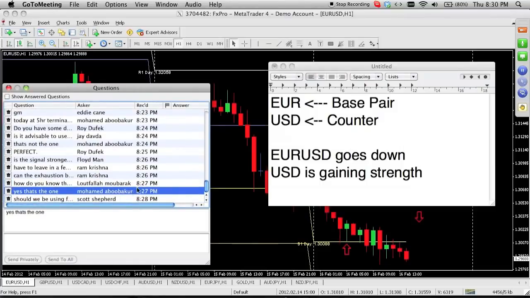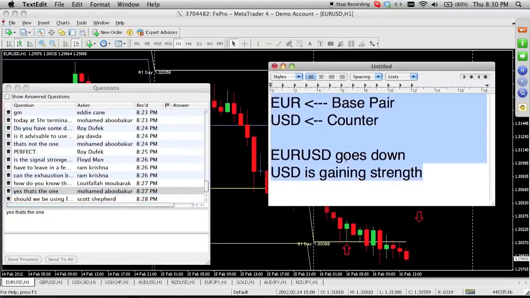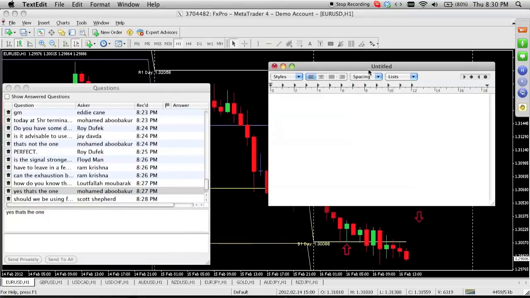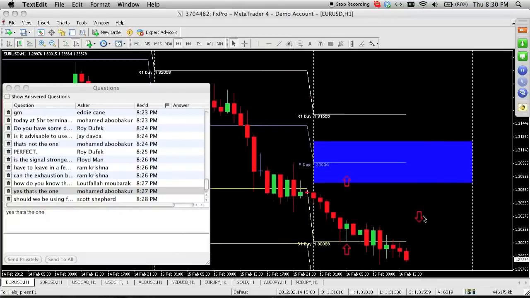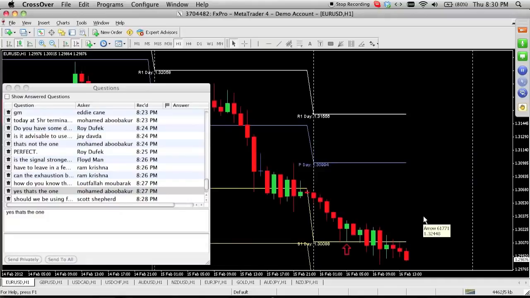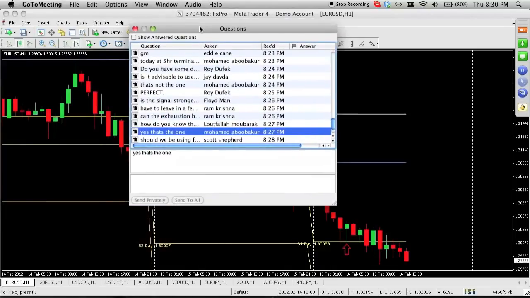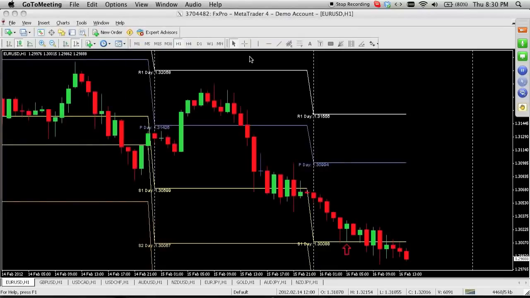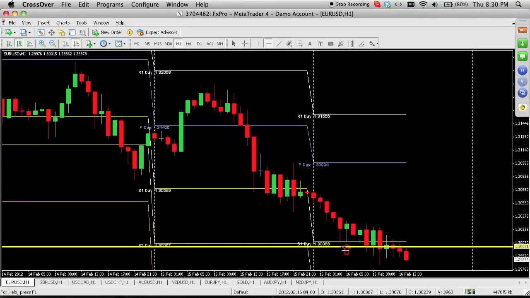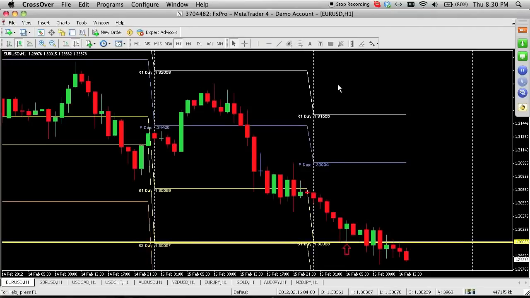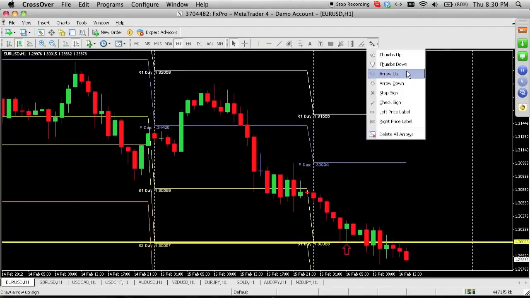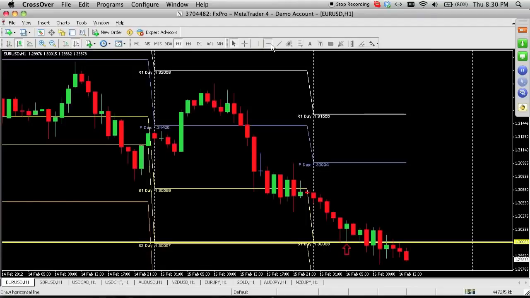Mohammed, you're saying yes, that is the one. Okay, so let's take a look at that one now. I believe that was Euro USD we were looking at. Okay, so it's this one right here. What do we have? Okay, a couple of things. We're bouncing off of a pivot. Bouncing off of two pivots, strong support.